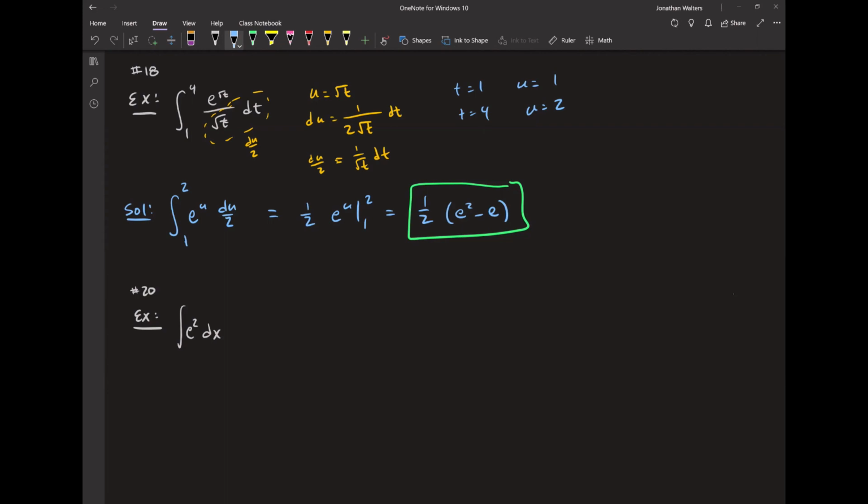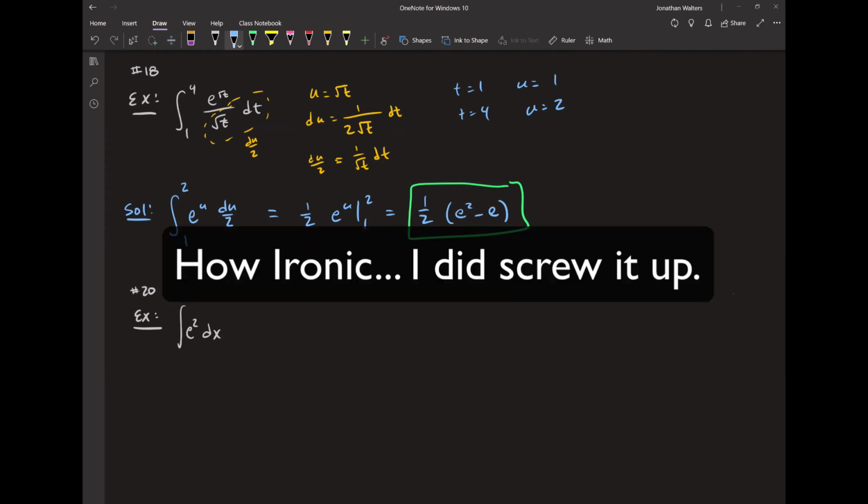Oh, okay. Phew. I thought I screwed up the previous problem because I forgot plus c, but it was a definite integral. So we're good. I almost had a heart attack.